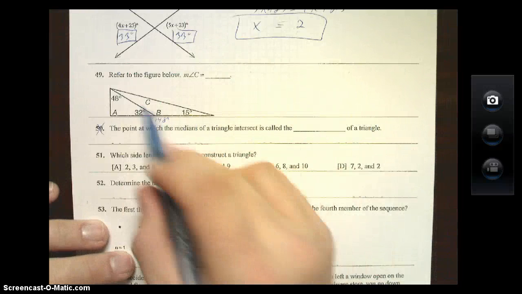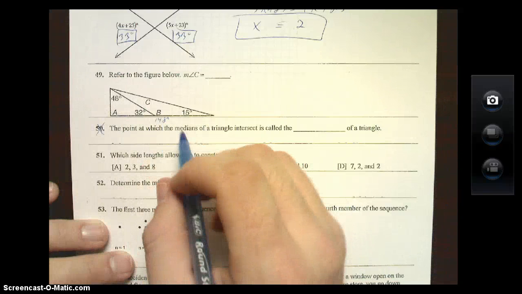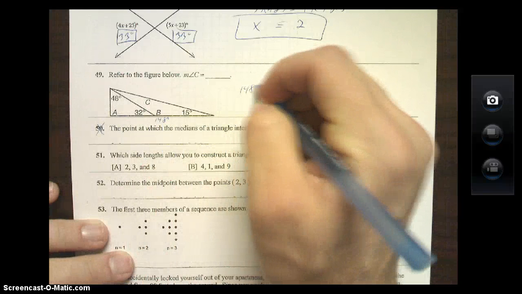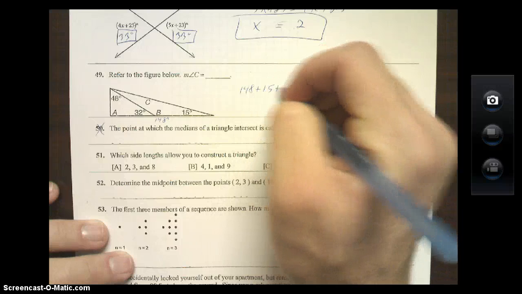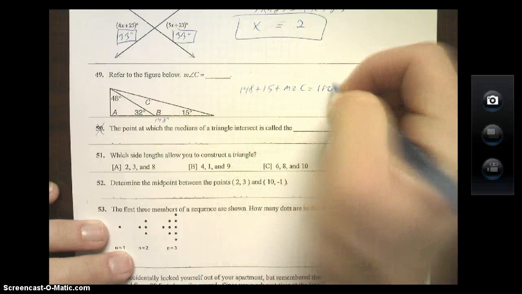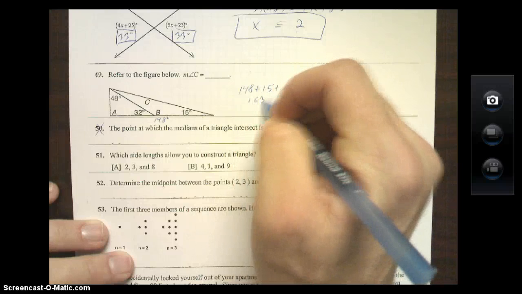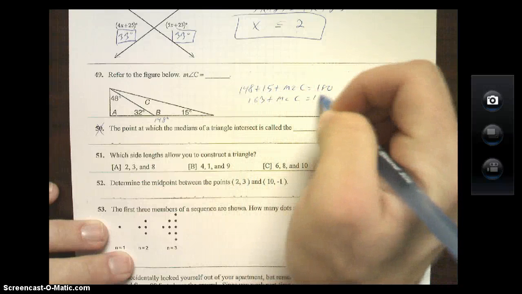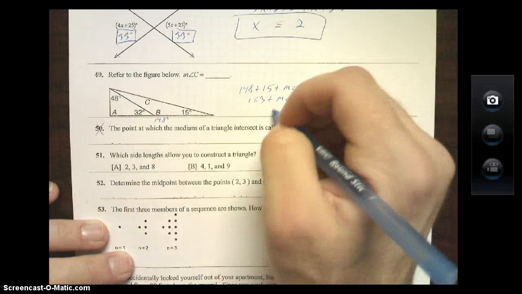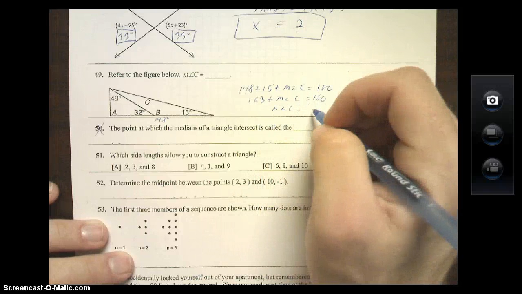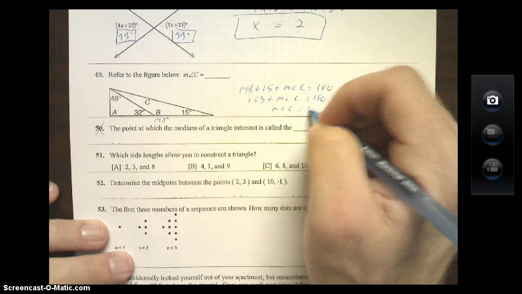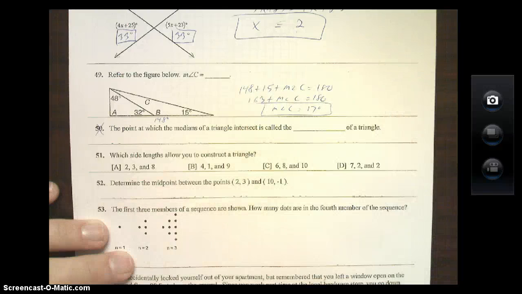So now I have 2 angles, 2 out of 3 angles for a triangle. I can then make my equation up. 148 plus 15 plus the measure of angle C equals 180. Combine like terms, 163 plus the measure of angle C equals 180. Subtract 163 from both sides, and I end up with 17 degrees. Okay.